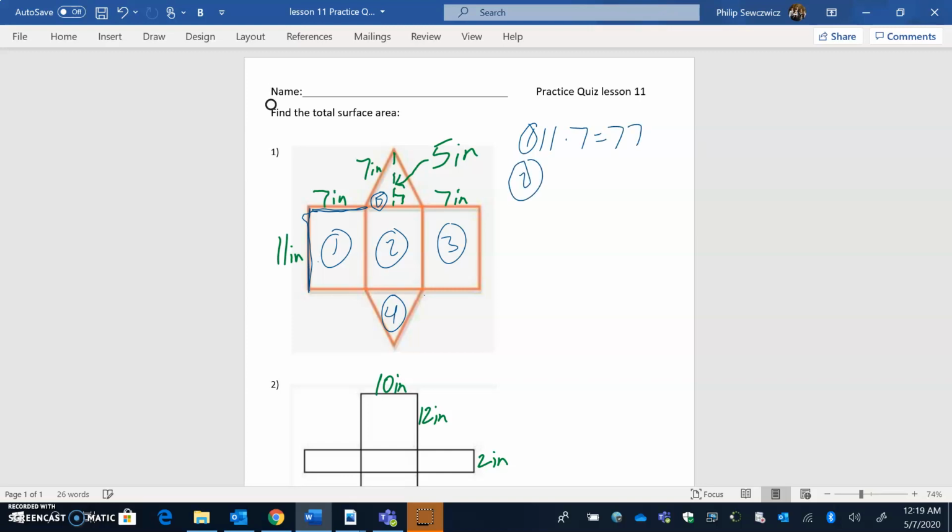In rectangle number two, it's also 11 tall. Remember, opposite sides in a rectangle have the same length. And it is going to be 7 wide here, because of the sides being the same. When we fold them up, it's going to end up matching up with each other. So again, 11 times 7 is 77.